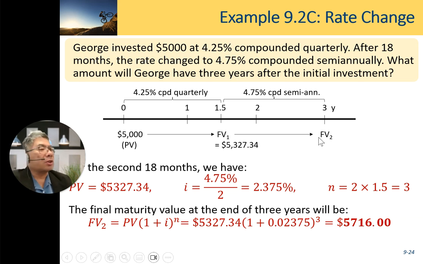Okay, where did you get this number from? From the first slide, the first investment. This is the second one, where you got the different compounded interest.